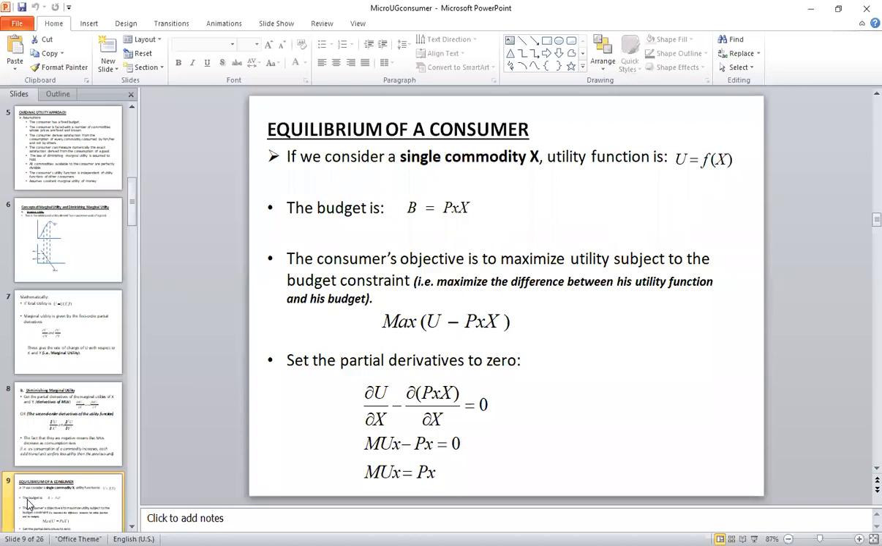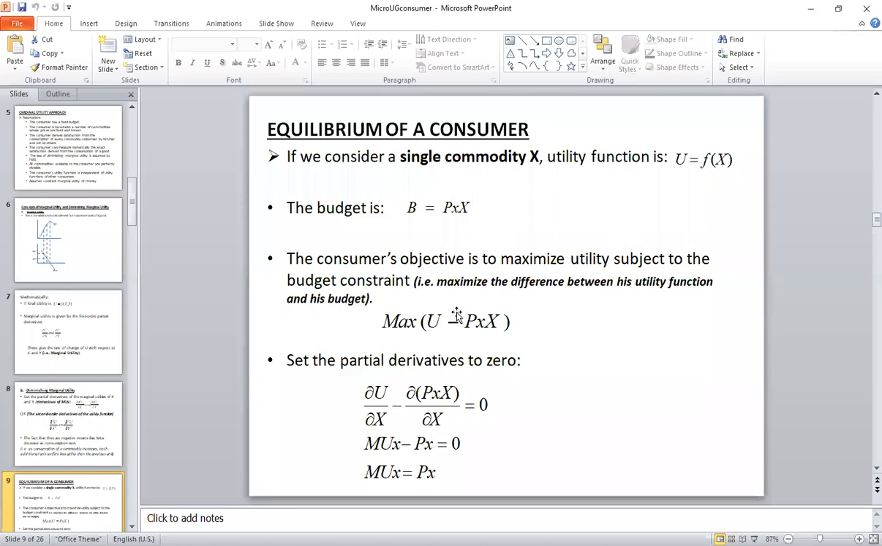Now we want to look at the equilibrium of the consumer. First of all, let's assume he's faced with only one commodity X for simplicity, so that we understand this. So utility is a function of X here. And the budget is the price of X times the quantity of X. That is his budget, because he is faced with only one commodity, X. So price of X, we assume that he exhausts all his income. So that's why we say budget is equal to PX, X.